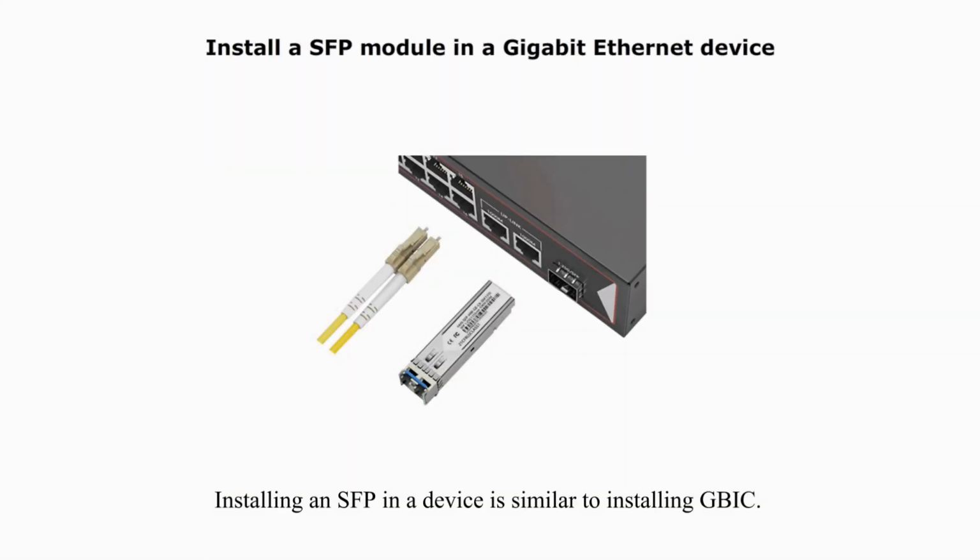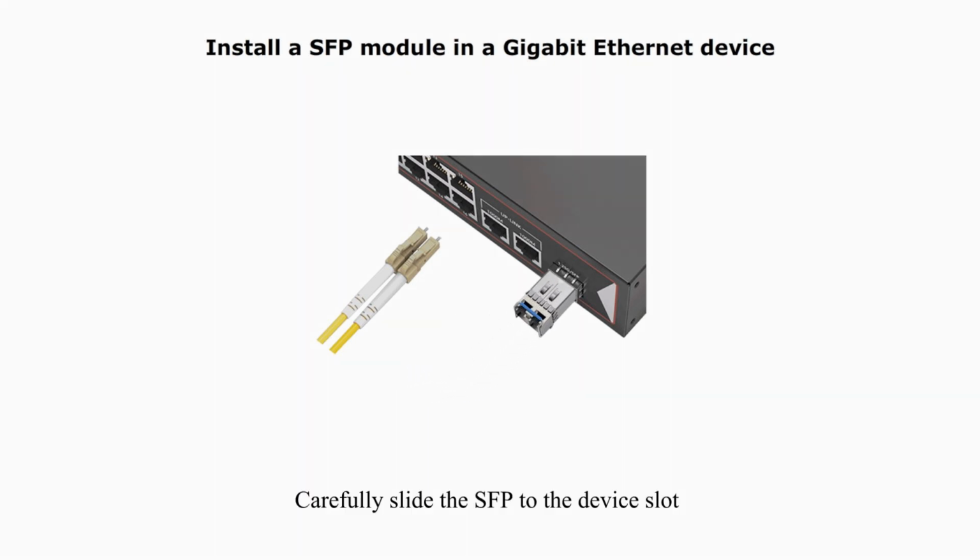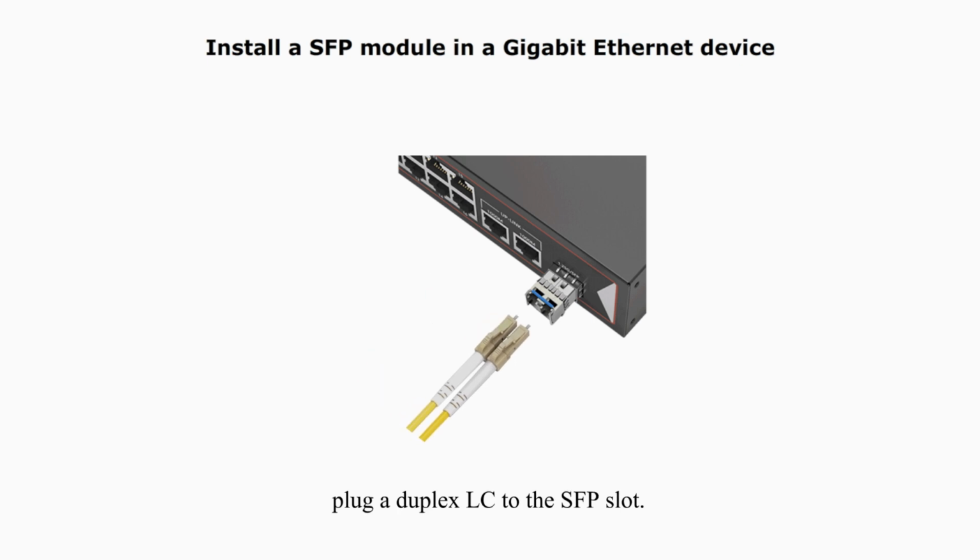Installing SFP in a device is similar to installing GBIC. Carefully slide the SFP into the device slot and then plug the duplex little connector into the SFP slot. SFP takes less space, and that's why it's more popular nowadays.